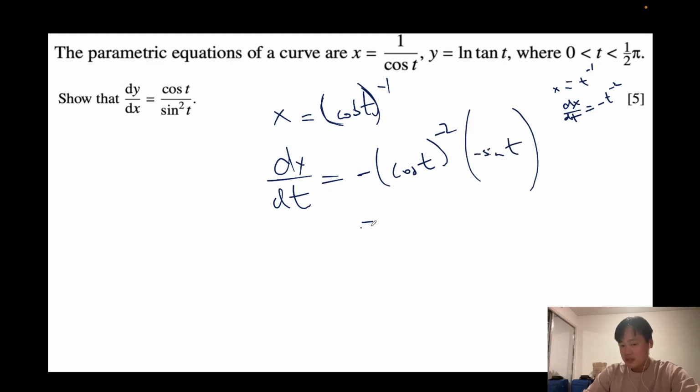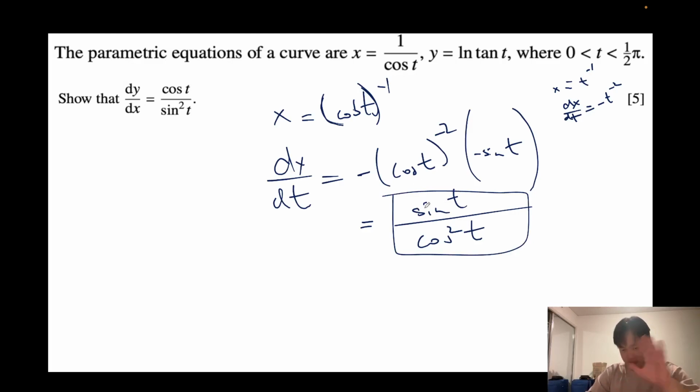And this can be simplified, can't it? Negative times negative is positive, so it's going to be sine t over cosine squared t. It just makes sense to simplify this, so just leave it at that for the time being.